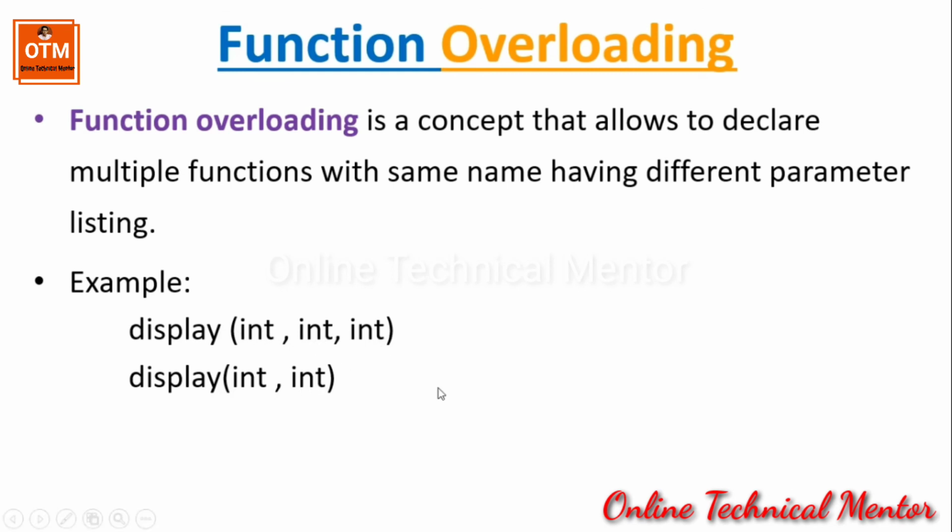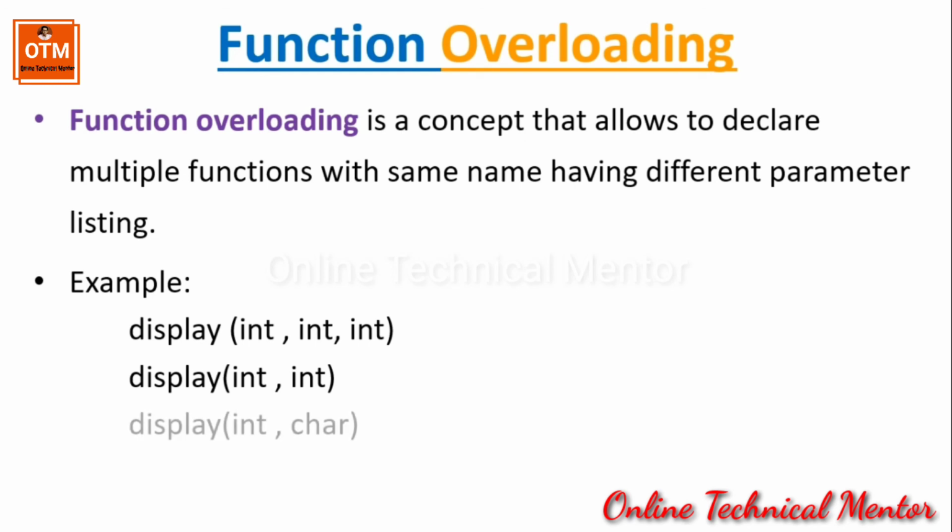From within the main code, when we call the function display with 3 integers, it will call the first display function, and when we pass 2 integers, it will call the second display function. So according to the number of parameters, it recognizes which display function is going to be executed. Here the parameter listing is very important.